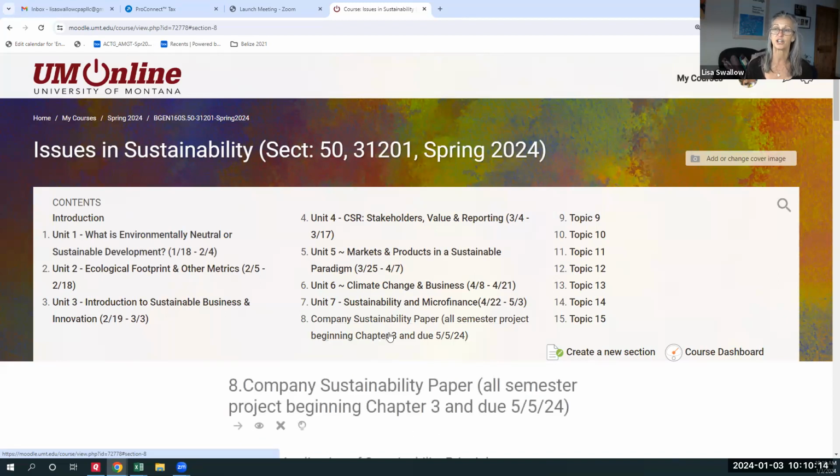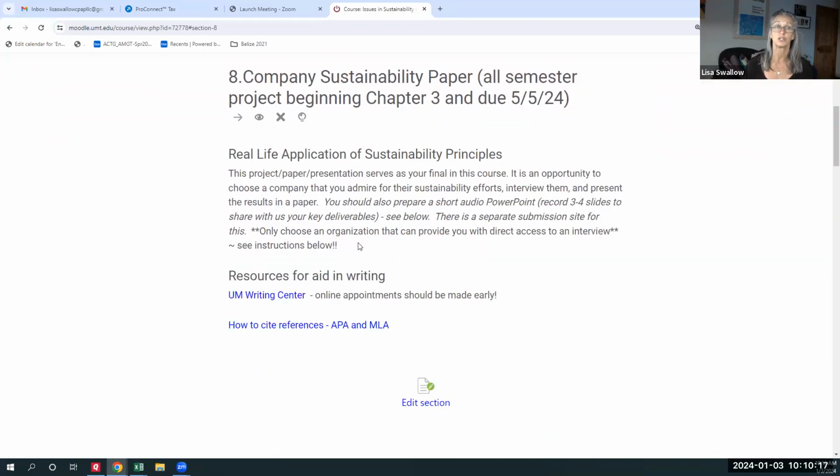Your all-semester project involves taking the concepts that we learn and applying them to a business, hopefully a local business in Missoula. But if it's something from your hometown or where you work in the summers or something else you're interested in, that's great. But it needs to be an organization where you can actually get a real-life or a Zoom interview with a person to discuss that company's sustainability practices. So it's not okay to just use their website or their marketing materials. You actually have to be able to talk to a person.